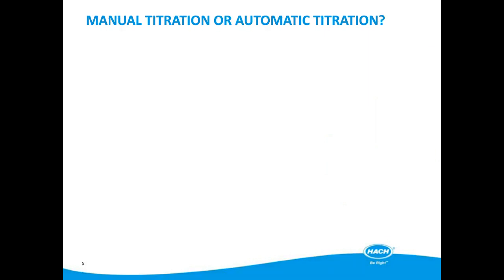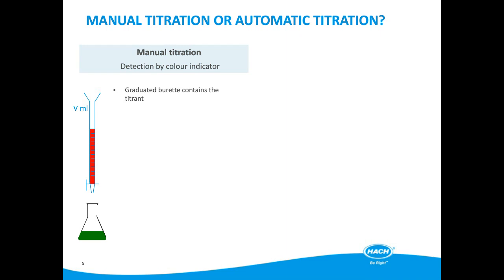Regarding titration, you have two different choices. You can choose to use manual titration or automatic titration. If we speak about manual titration, the detection is made by color indicator. So you can see here an example of a manual titration system.